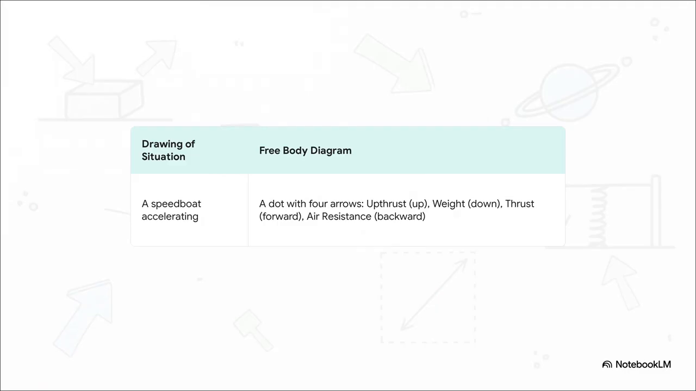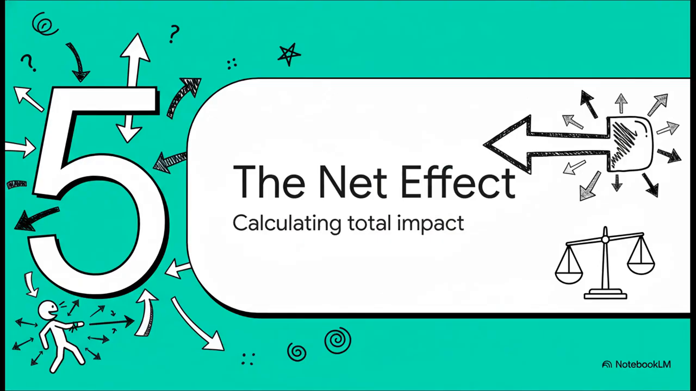And check this out. This shows you just how powerful this technique is. On the left, you've got a pretty complex scene, right? A speedboat cutting through the water. But on the right, you have the free body diagram. The boat is just a dot. And now we can clearly see the four main forces in this tug of war. It's weight pulling it down, the water's upthrust pushing it up, the engine's thrust shoving it forward, and all that resistance from the water and air trying to drag it back. It becomes instantly clear.